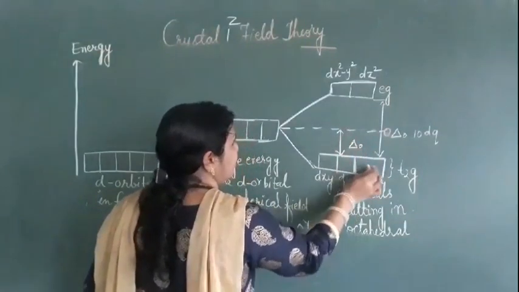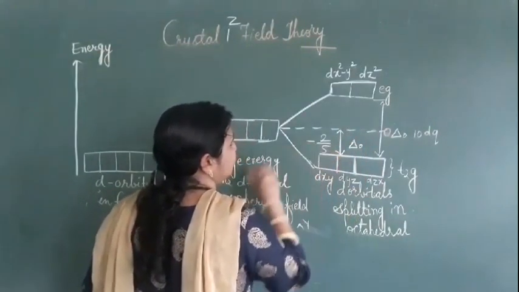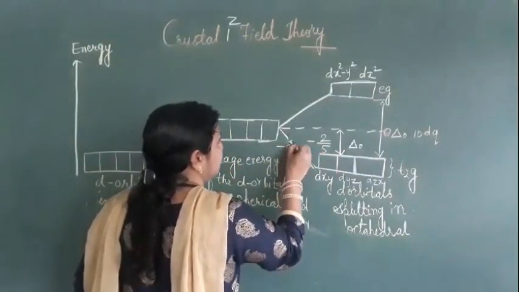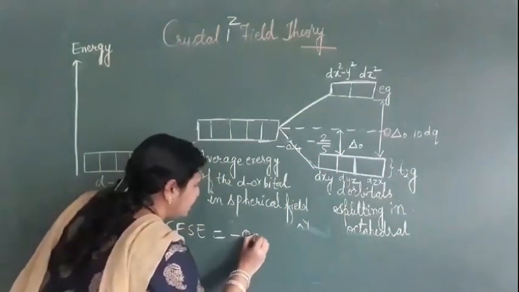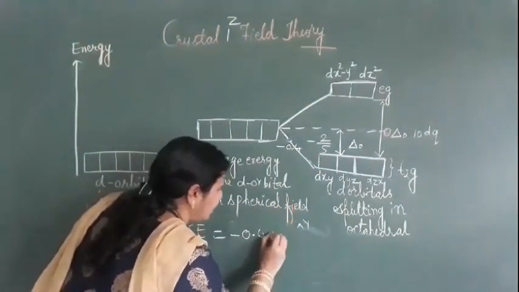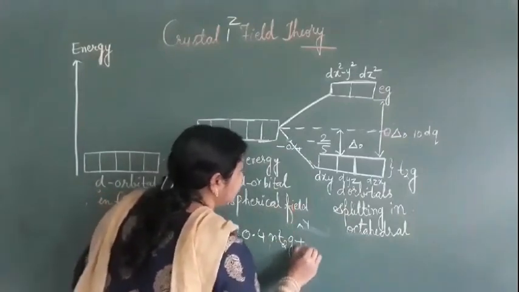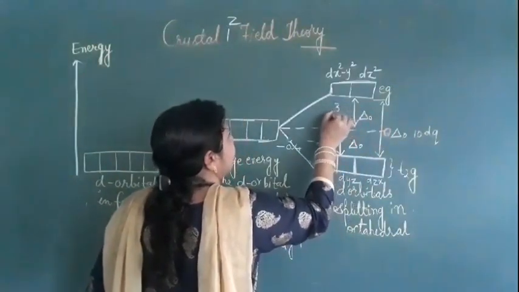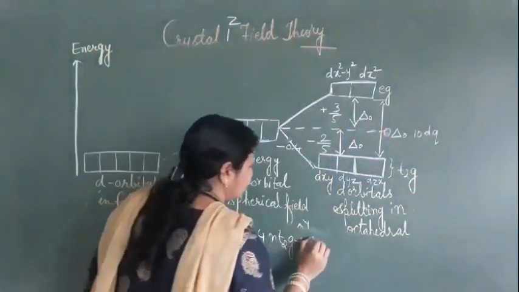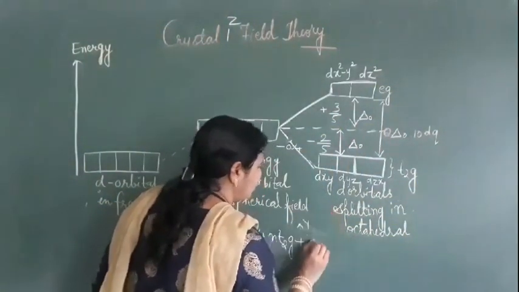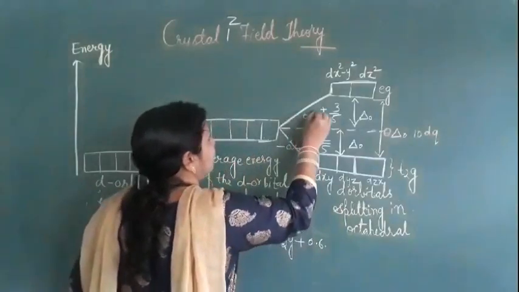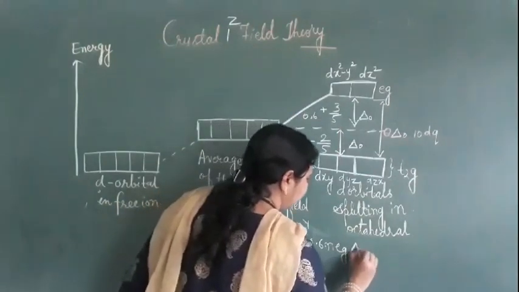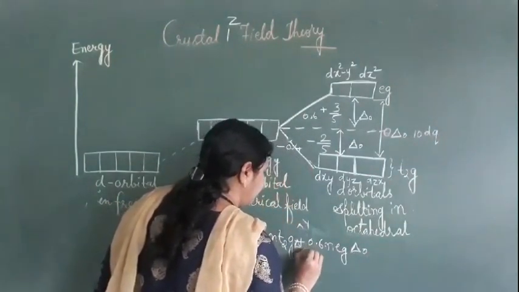How much do we have here? 1, 2, 3. So it is 2 by 5, with a minus sign, or minus 0.4. So we can write minus 0.4 for T2G, plus, for this gap, 3 by 5, or 0.6, for Eg. Delta O here for T2G and delta O here for Eg.